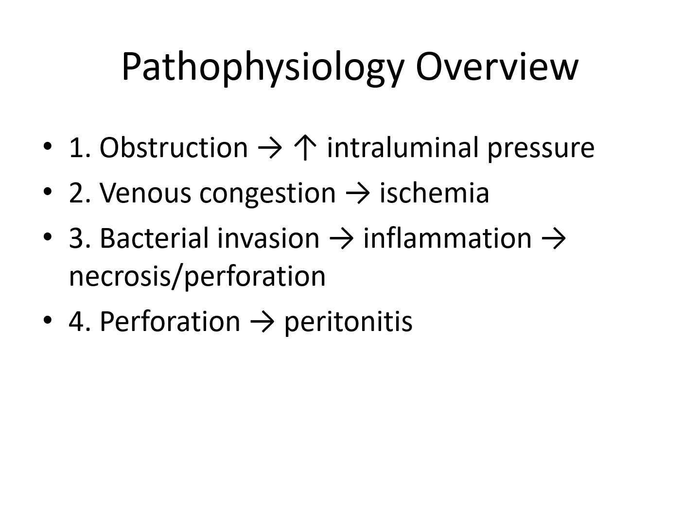So here we're going to take a look at more of an overview. When you have the obstruction, there's an increase in intraluminal pressure, venous congestion leading to ischemia, bacterial invasion leading to inflammation, then to necrosis and perforation, and then perforation leading to peritonitis.